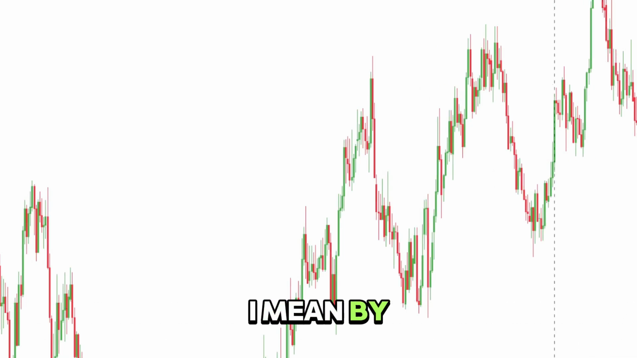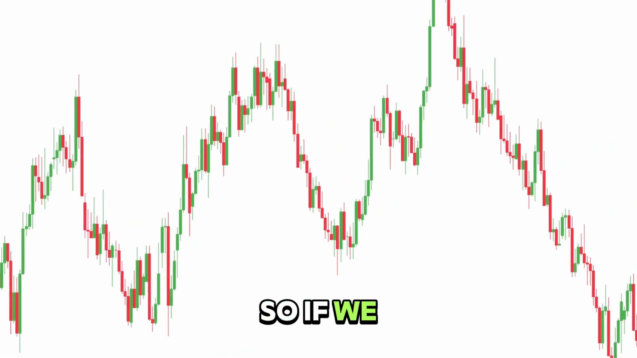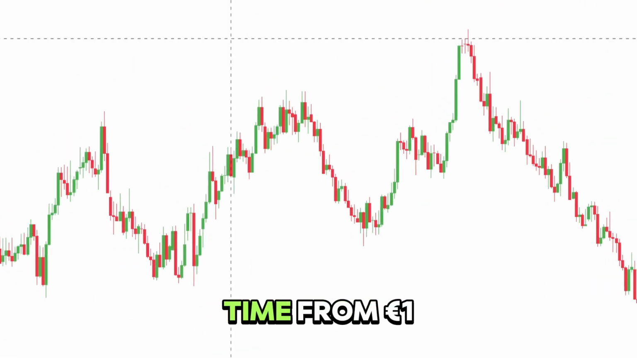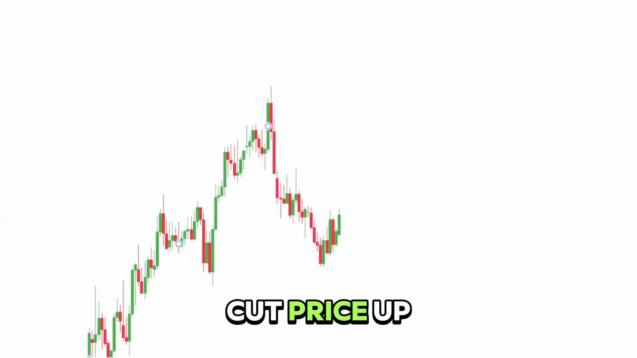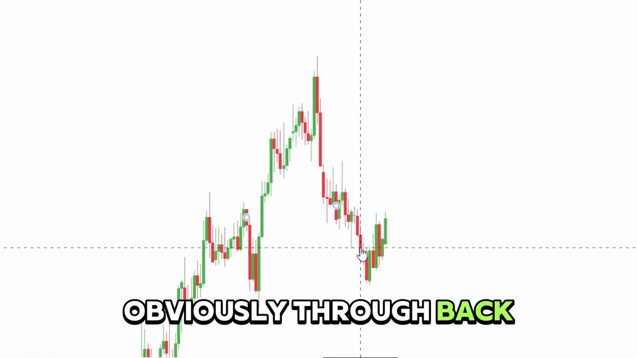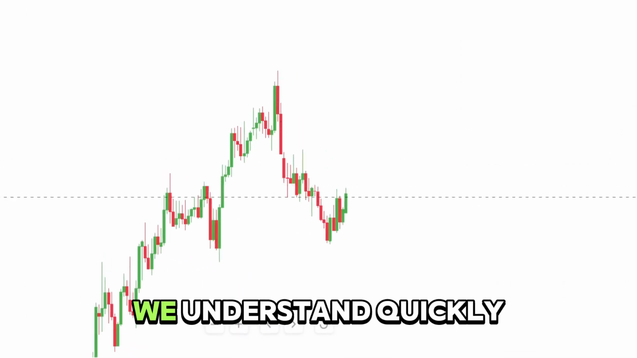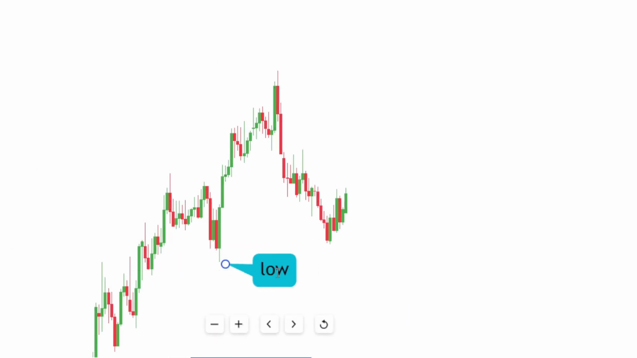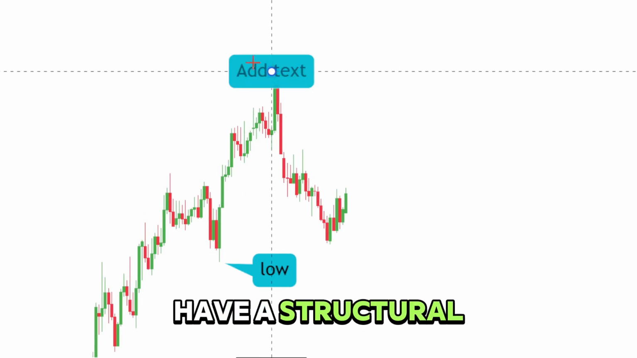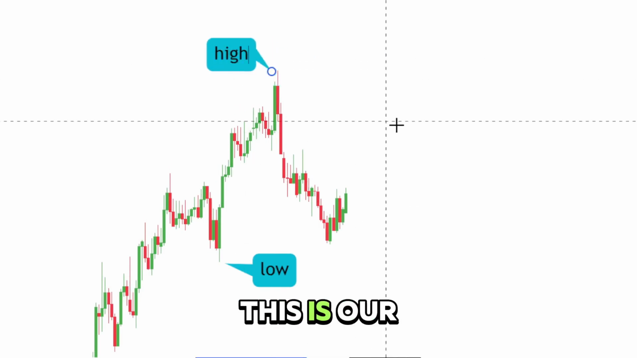and understand what I mean by an inducement. If we look at price action over here, again, this is the daily time frame on the euro dollar. So let's cut price up. Everything here is obviously through backtesting, but we understand backtesting allows us to develop our strategies. If we play price on, we understand quickly over here we have a structural low down here, and currently we have a structural high, just like this. So this is our basic market structure.